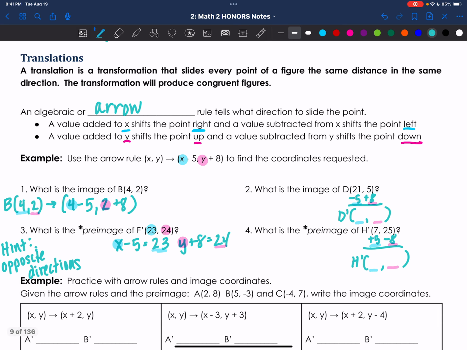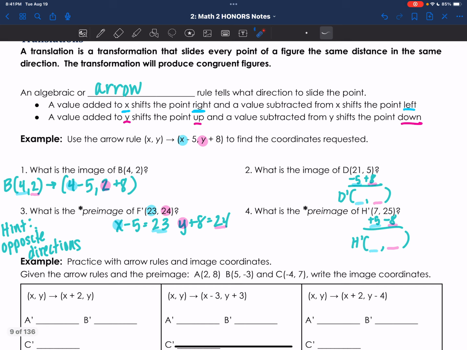And then translations slide every point of a figure the same distance in the same direction. So again, congruent figures. We're going to talk about an algebraic or arrow rule that says what direction to slide the point. It's important here because we're going to need this to build on some of our other skills throughout the year.